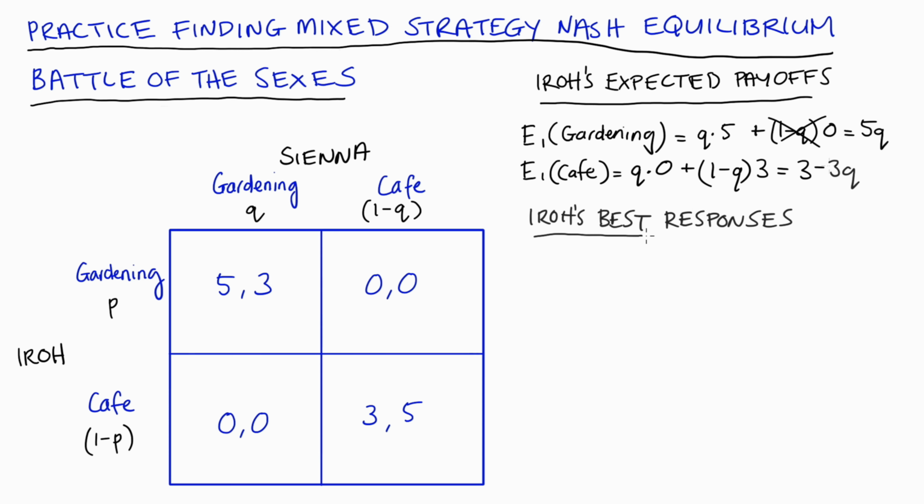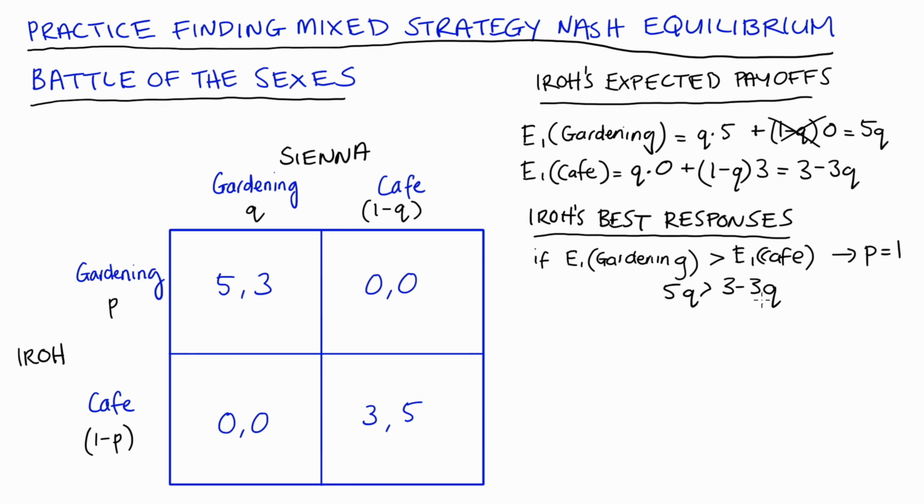We can then think about Iroh's best responses. So if the expected payoff associated with gardening is greater than the expected payoff of playing cafe, then Iroh should just play gardening with probability 1, so as a pure strategy, and that will mean they set P equal to 1. We can substitute in here the values we found before, so 5Q, that's the expected payoff of gardening, and that will be greater than the expected payoff of cafe, which is 3 minus 3Q, and then we're just going to solve for this Q value.